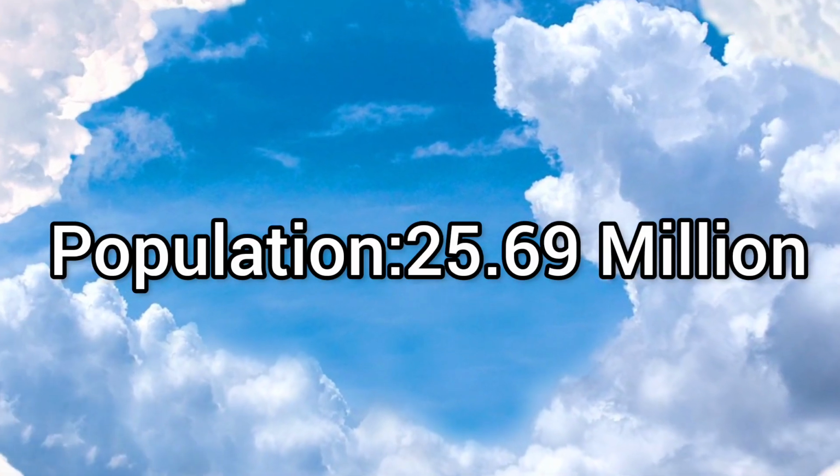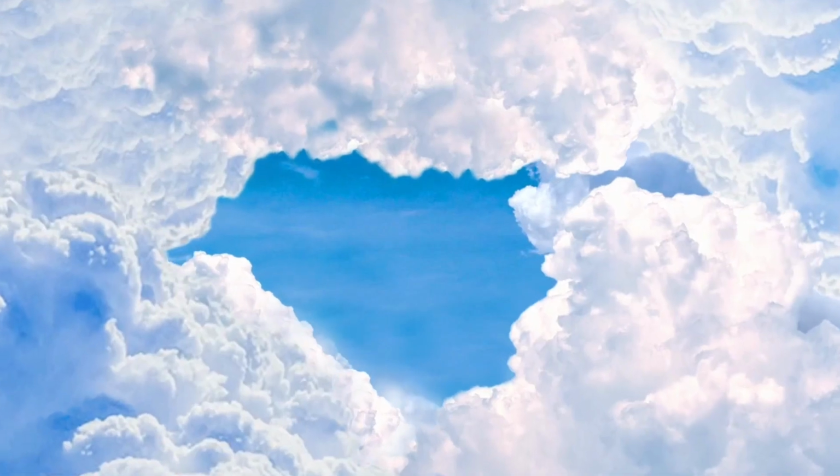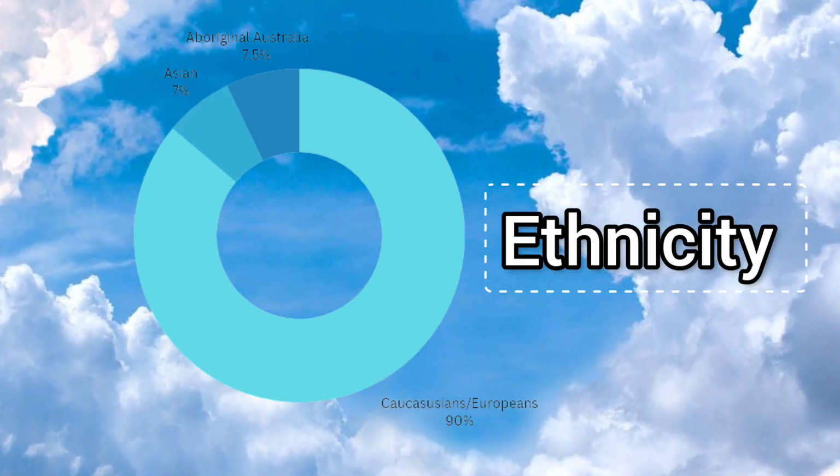According to World Bank, 25.69 million people live in Australia. 30% of Australia's population is born overseas. Here 90% are Caucasian, 7% are Asians, and only 3% Aboriginal Australians are there.